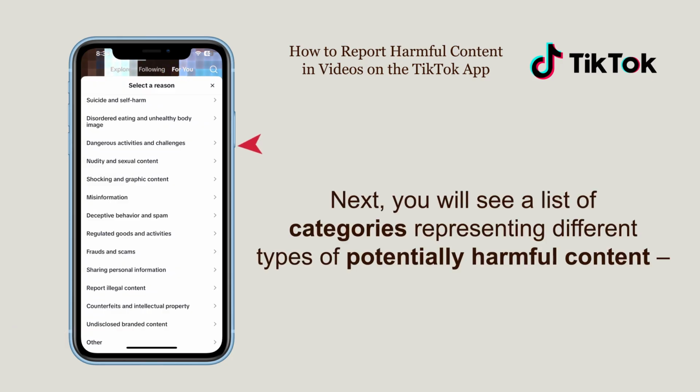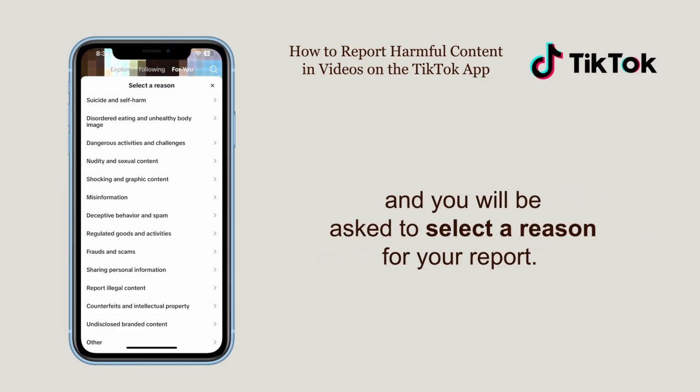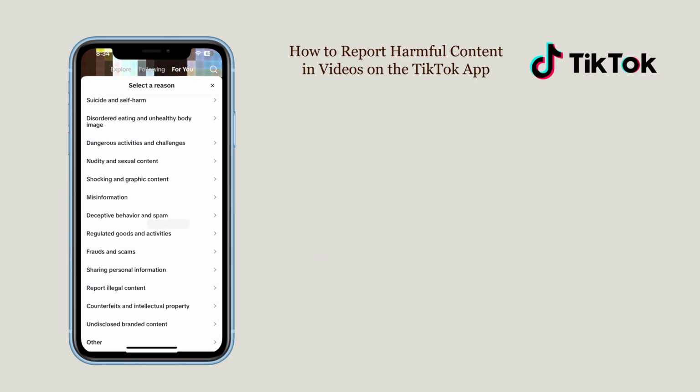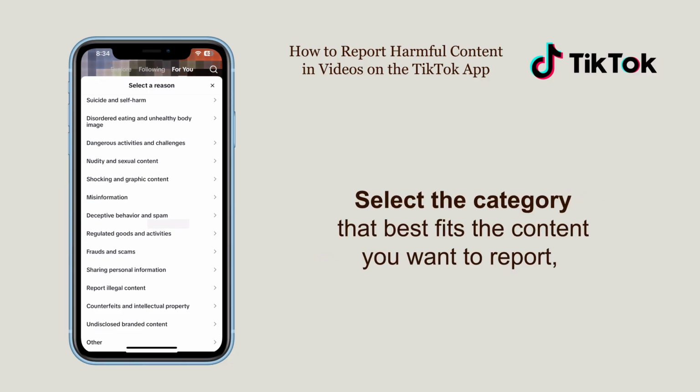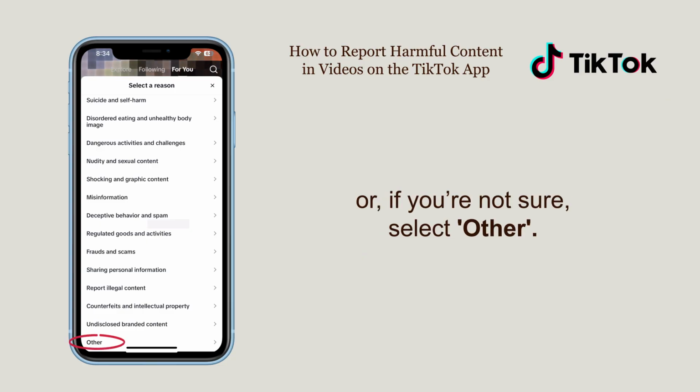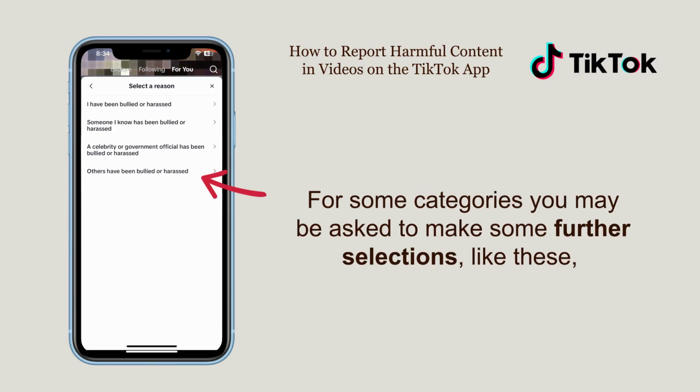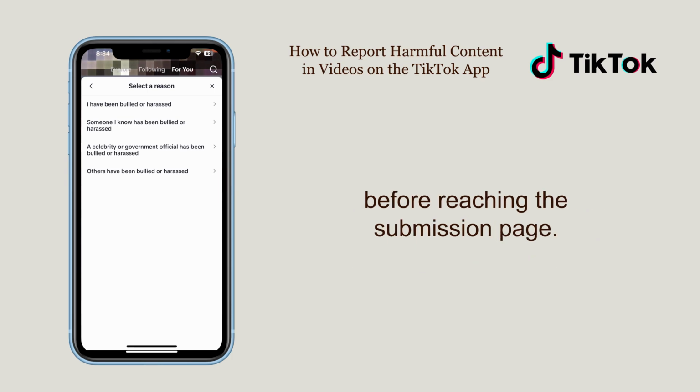Next, you will see a list of categories representing different types of potentially harmful content, and you will be asked to select a reason for your report. Select the category that best fits the content you want to report, or if you're not sure, select Other. For some categories, you may be asked to make some further selections, like these, before reaching the submission page.